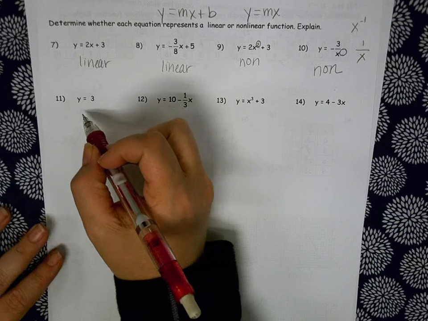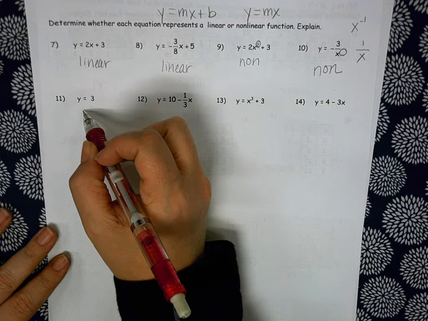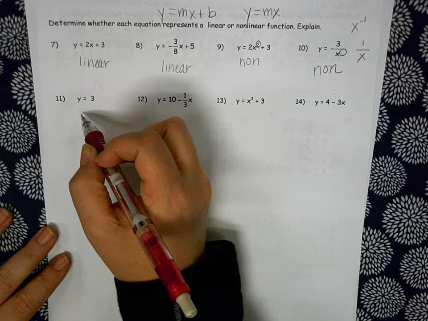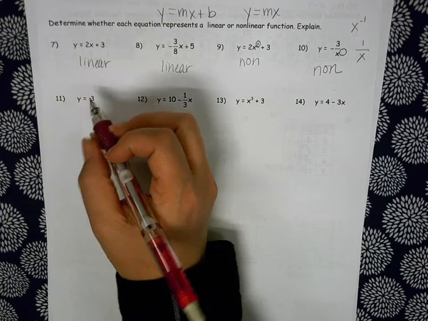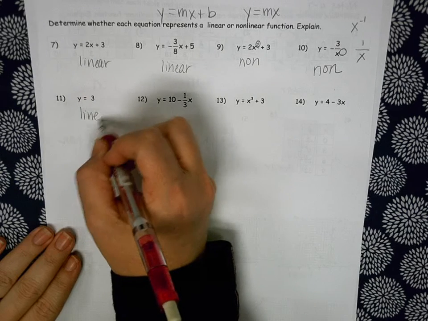So right here I said anything with the exponent greater than 1, it also works for exponent less than 1. So basically anything other than 1 will be nonlinear. What about 11? Do you remember what this graph looks like? Yes, a flat line, horizontal line going through 3. So this is a line. This is linear.